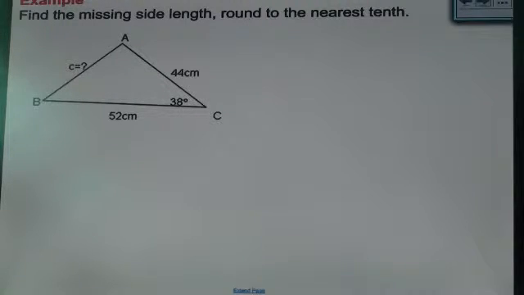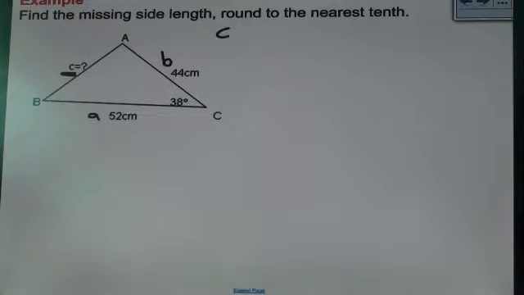Now we move on to an example, and we are asked to find the missing side rounded to the nearest 10. Well, in this case, our missing side is C, this is side B, and this is side A. We see that we have the length of two sides and the angle contained between them. So this is the perfect opportunity to use the cosine law.